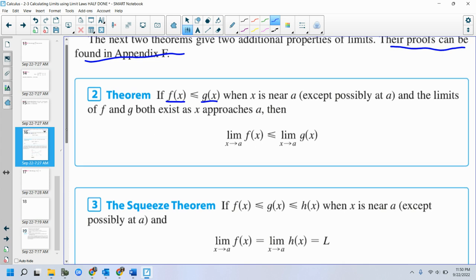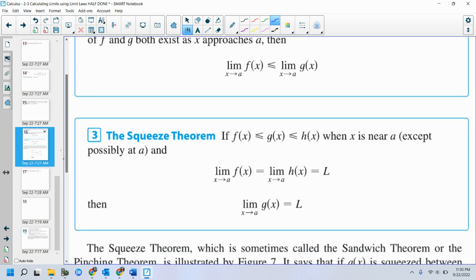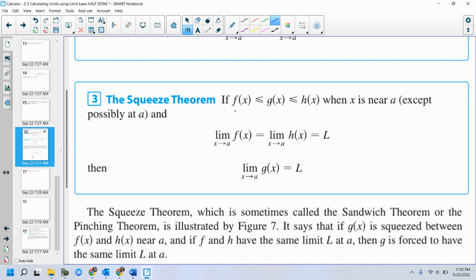Now, what does that lead us into? That leads us into this thing called the squeeze theorem. It says that if you have two functions, f of x and h of x, and they're on either side of this g of x, okay? And what do I mean on either side? I mean one's underneath it, f of x is under, and h of x is over, okay?